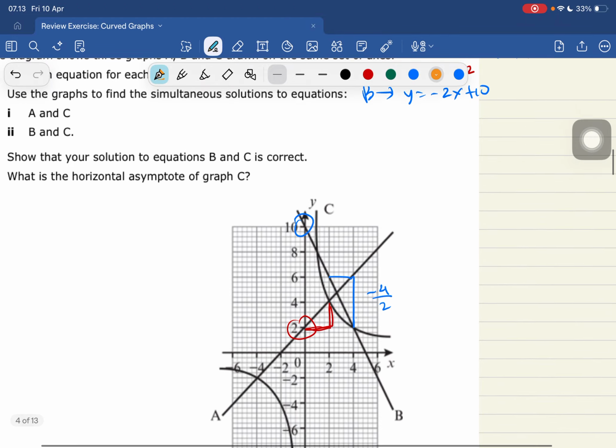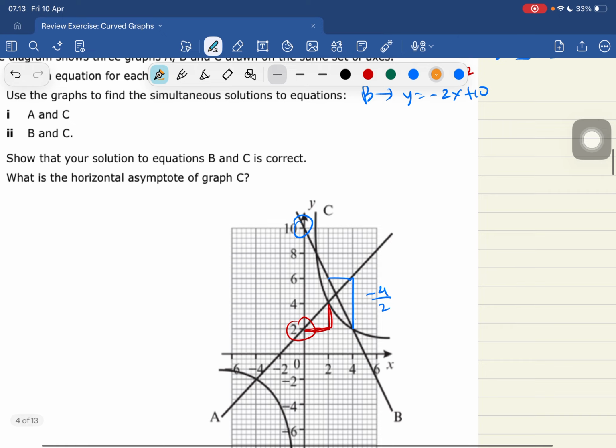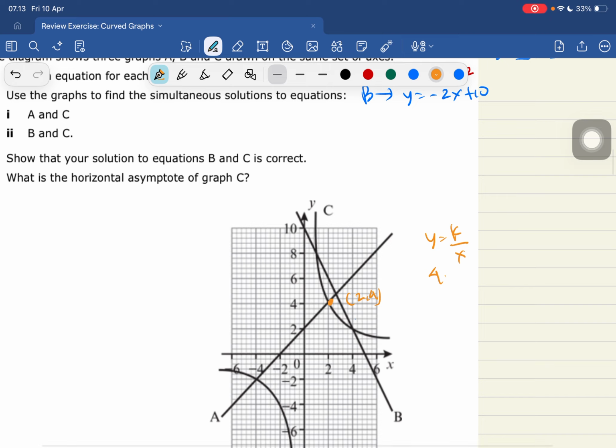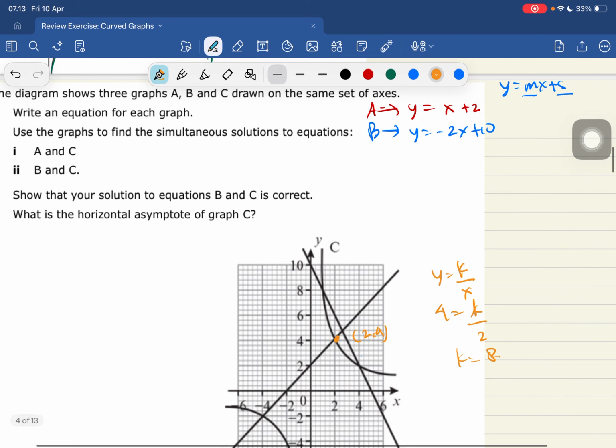Next equation. Let us pick 1 point here. This is 2, 4. So y equal to k divided by x. Y is 4 and x equal 2. So the constant is going to be 8. So the equation for C, y equal to 8 divided by x, or we can write it as xy equal to 8.